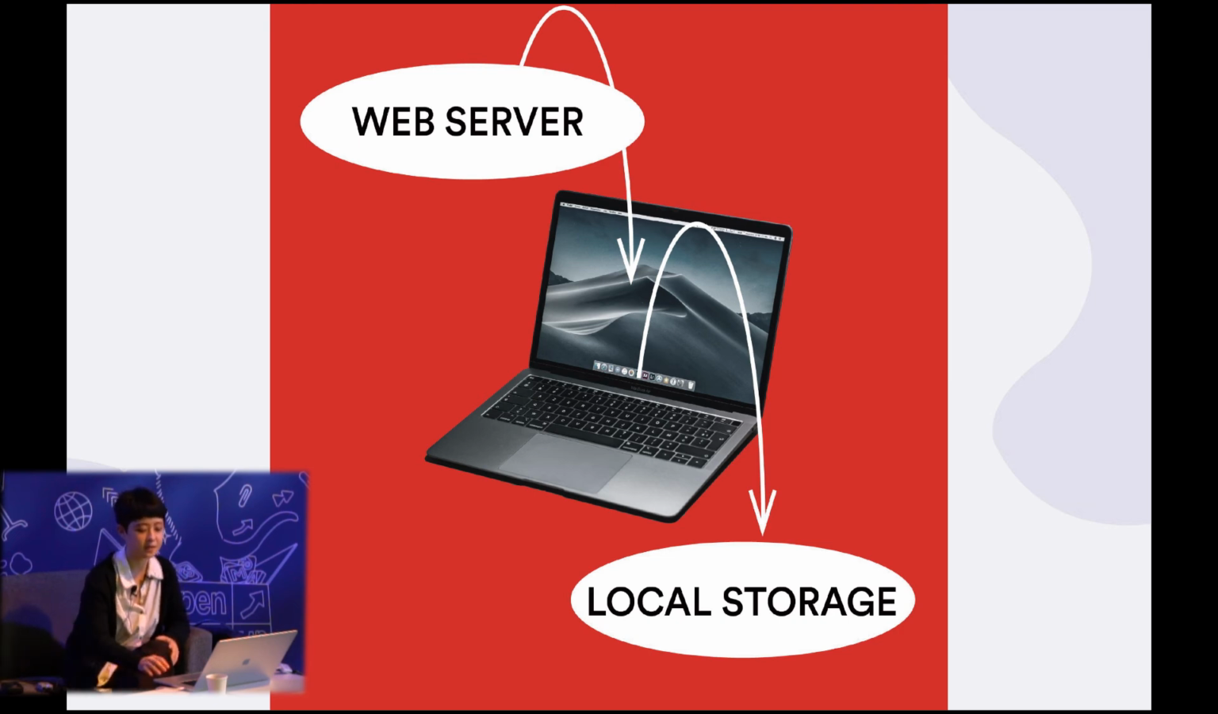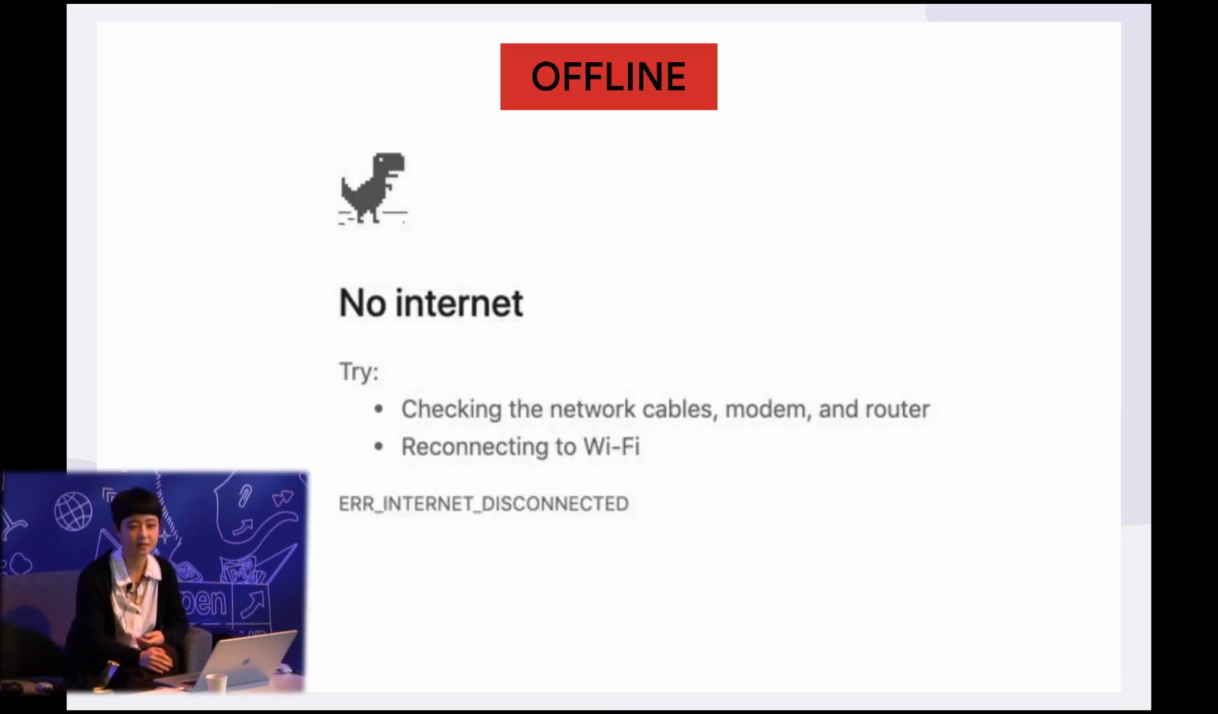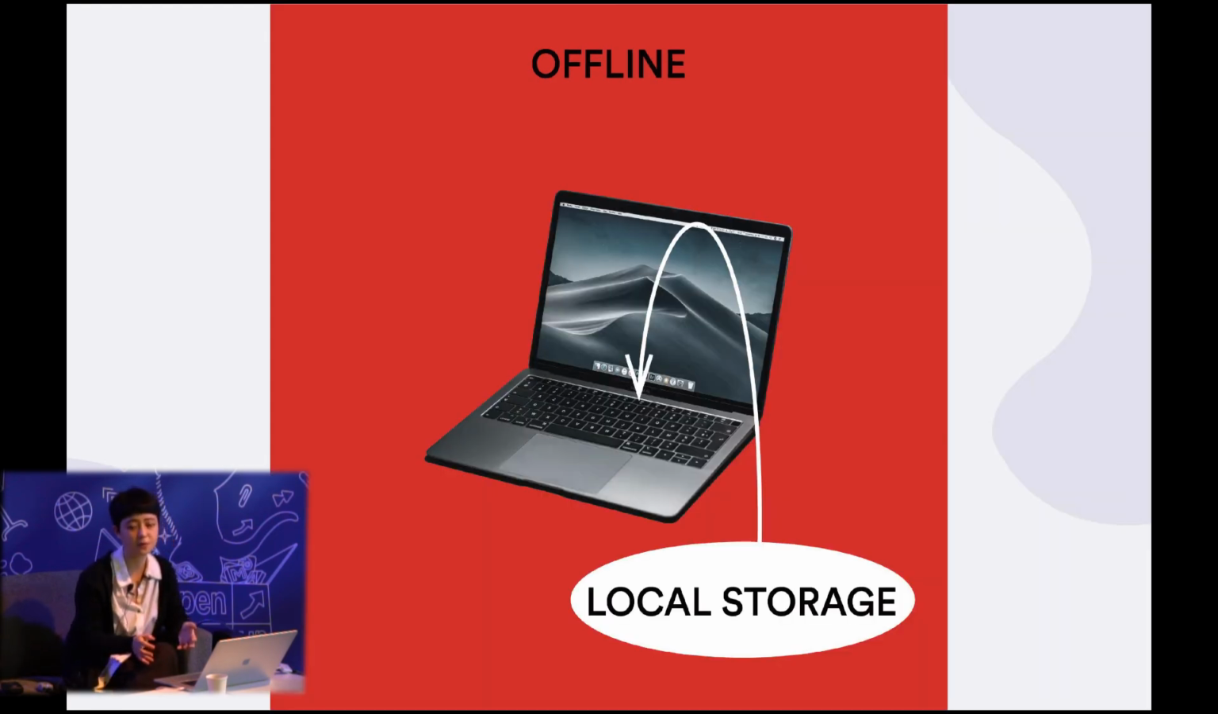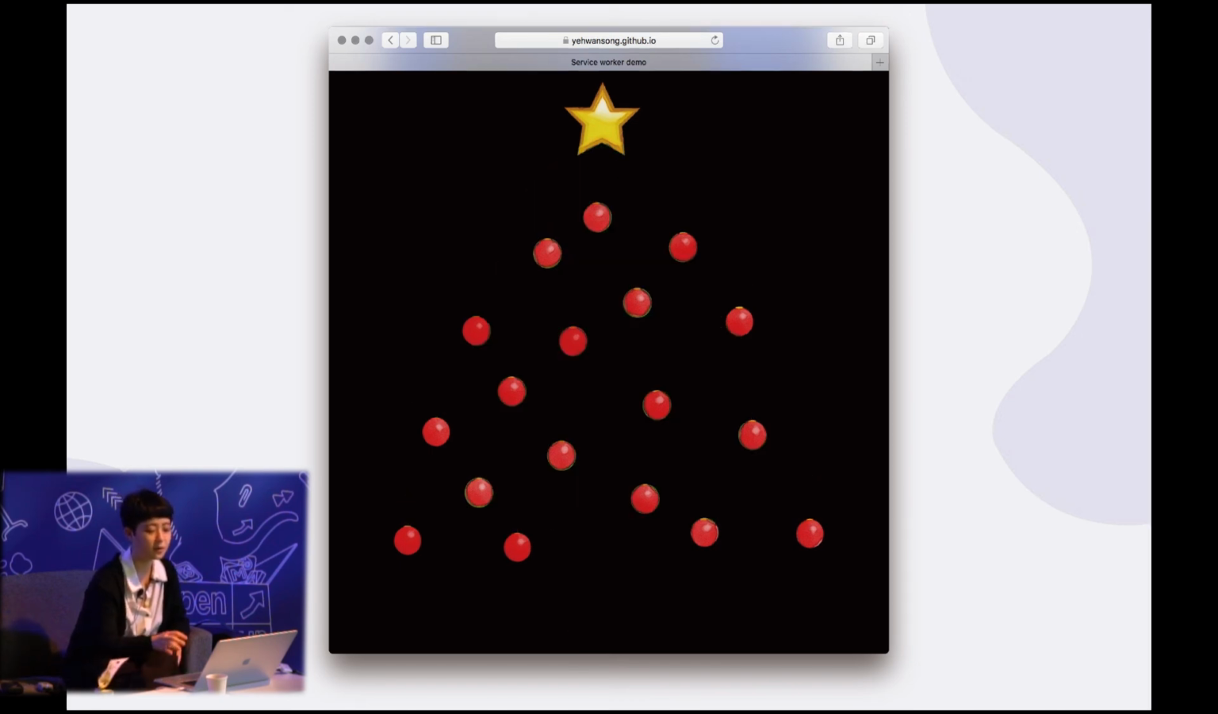This is very interesting because it means the data is saved on your local device, so it loads the information even when it's offline. Instead of showing this dinosaur, if we use this cache, we can still load some part of the website. And this is more fascinating because it's just a part of the website, which means we can make a website which looks like this online, but if it's offline, it might look like this.